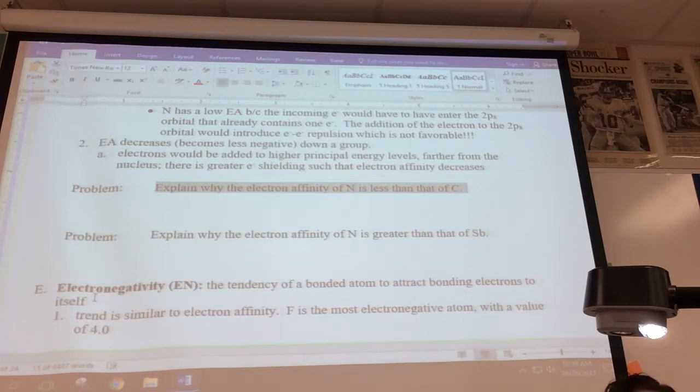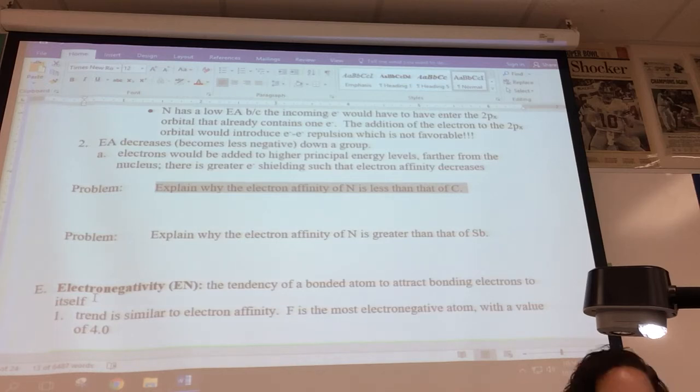So nitrogen would be attracting and holding the electron to the second shell, closer to the nucleus, with less electron shielding, compared to antimony, which would attract it to which shell? The fifth period. You got it.